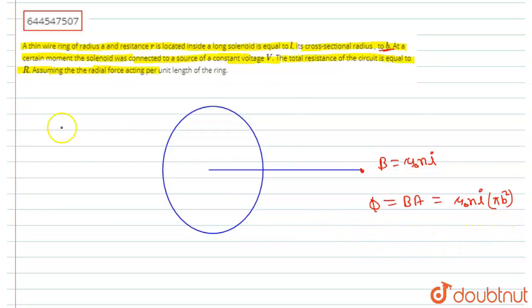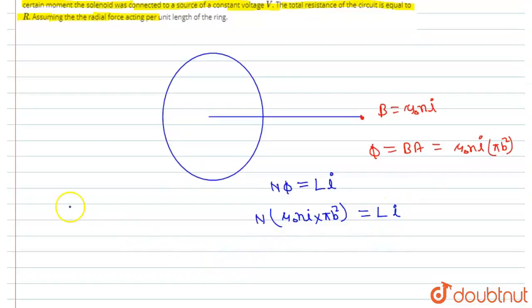Phi. Now we also know that, let us consider the total number of turns is equal to N. So N phi is equal to self inductance L into I. So N into phi, we can take mu naught n I into pi B square, is equal to L into I. Now from here we can say that I and I cancel out, so we can write L is equal to N into mu naught into n into pi B square.